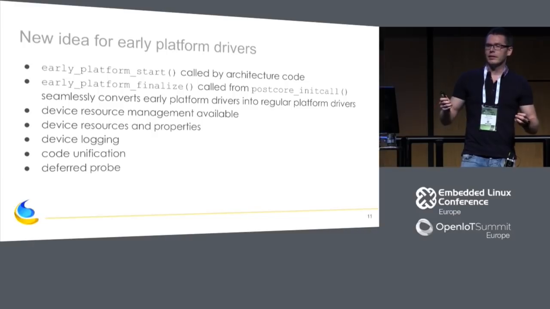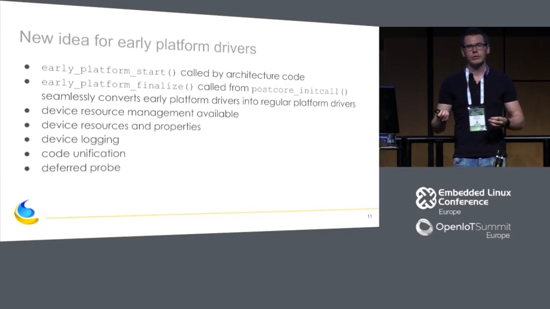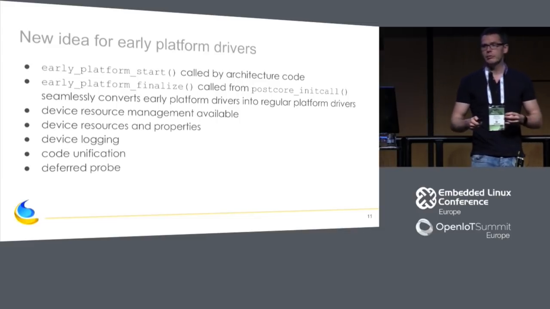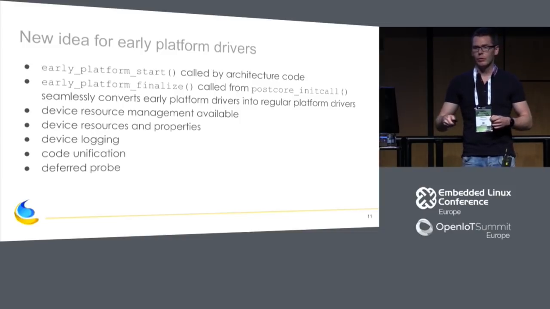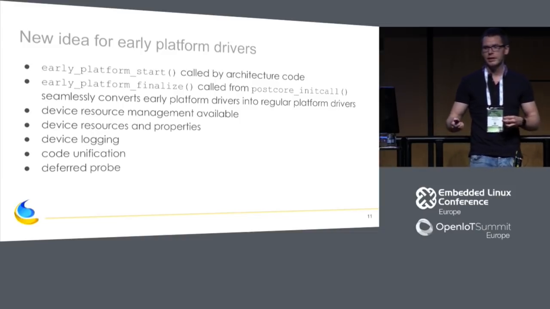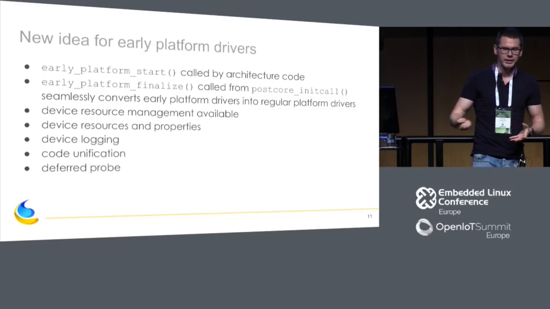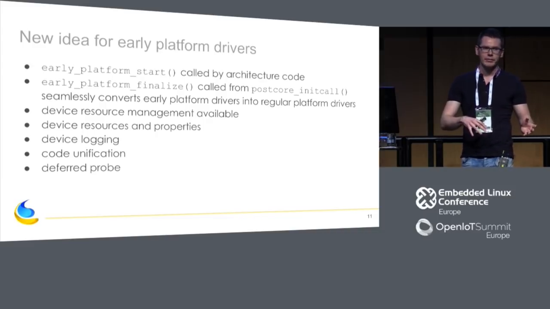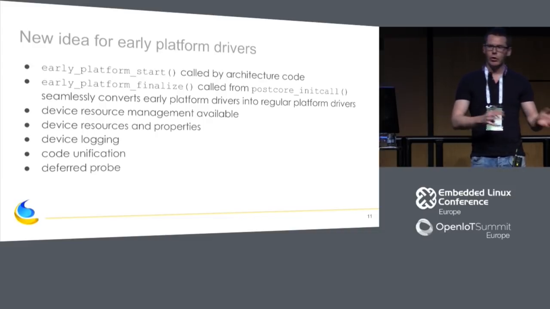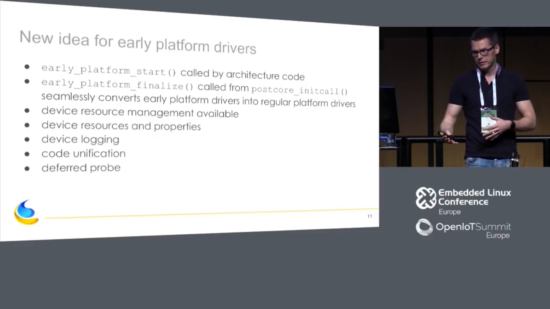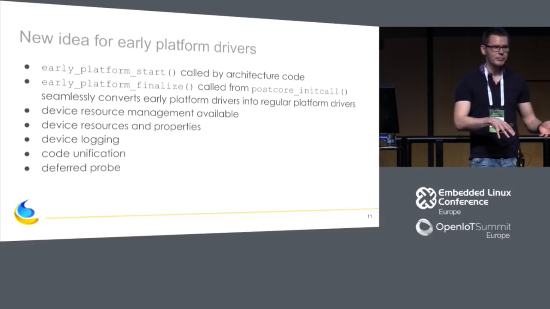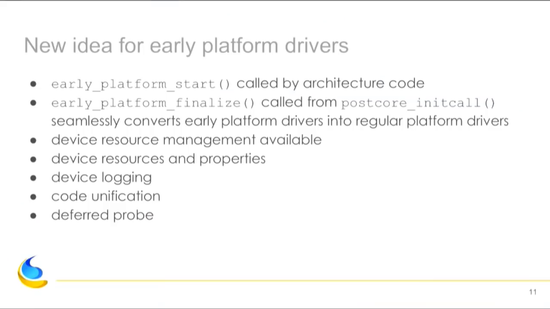And the general idea is that the architecture code calls the early platform start function. And then we register a post core init call. So once the frameworks are initiated, we call a function called early platform finalize. And what it does is that it seamlessly converts all early platform drivers to regular platform drivers, all early platform devices to regular platform devices. And once this is done, all subsequent calls to any functions related to early platform will actually become regular platform functions. So if you have early platform device register, after this post core init call is executed, it becomes regular platform device register.